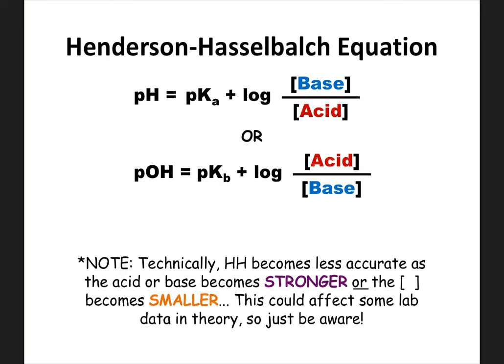Just a little FYI, this equation technically becomes a little less accurate as the acid or base becomes stronger or the concentrations become smaller. So in theory, this could affect your lab data a little bit. It's not a big deal for us. I just wanted to make you aware in case we see any kind of differences in lab, that technically it does become a little less accurate under certain conditions. But definitely we're going to need to know how to use this equation and do buffer problems with it.